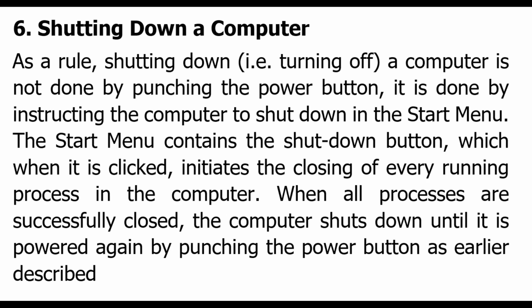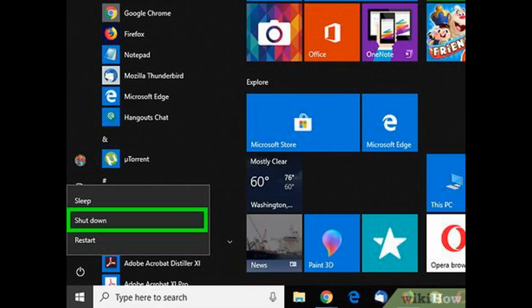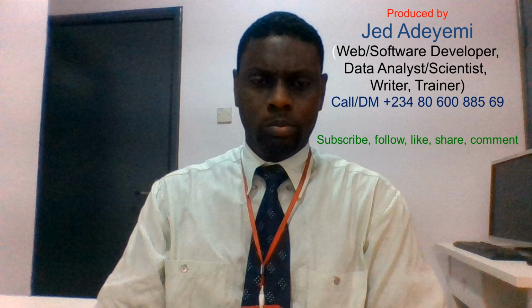In the start menu, there is a shutdown command which you have to click upon to instruct your computer to shut down. The shutdown button, when clicked, initiates the closing of every running process in the computer. When all processes are successfully closed, the computer shuts down until it is powered again by punching the power button as earlier described.